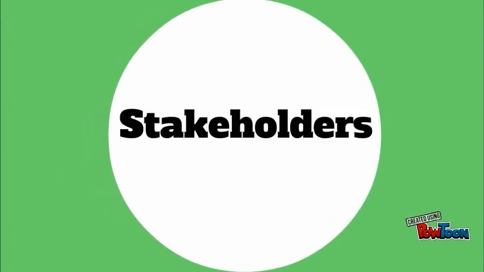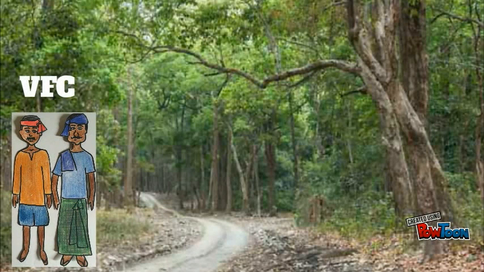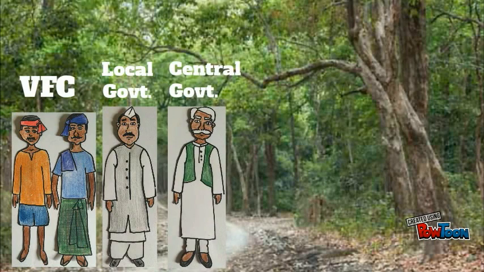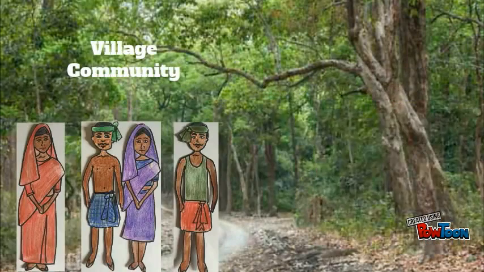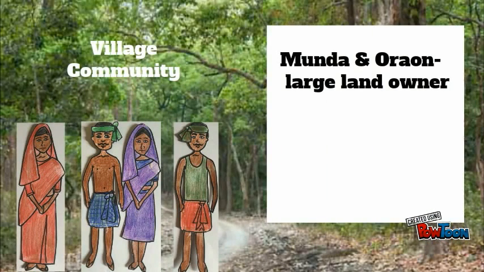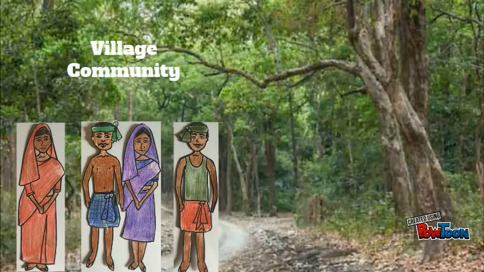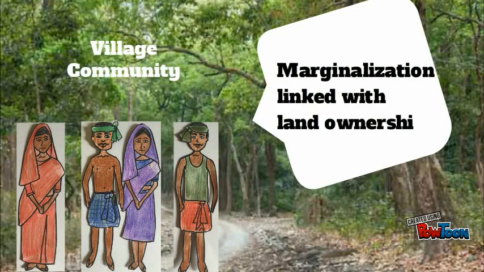Stakeholders. The main stakeholders of this project are the Village Forest Committee, or VFC, the local government represented by the Jharkhand Forest Department, the central government, donors and funding agencies, and the village community. This group needs to be further distinguished. The Munda and Oran are large land-owning tribal communities. The Mali and Lura own little or no land and belong to low castes. This stakeholder analysis will focus particularly on the community, as the level of marginalization is strongly linked with land ownership and has significant impact on outcomes.